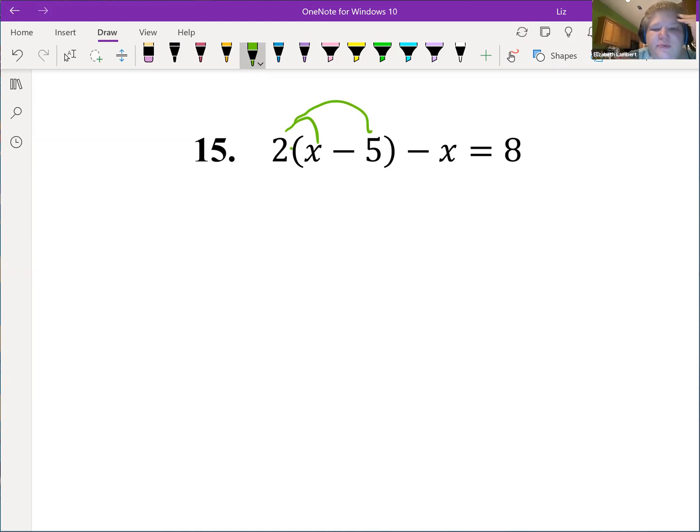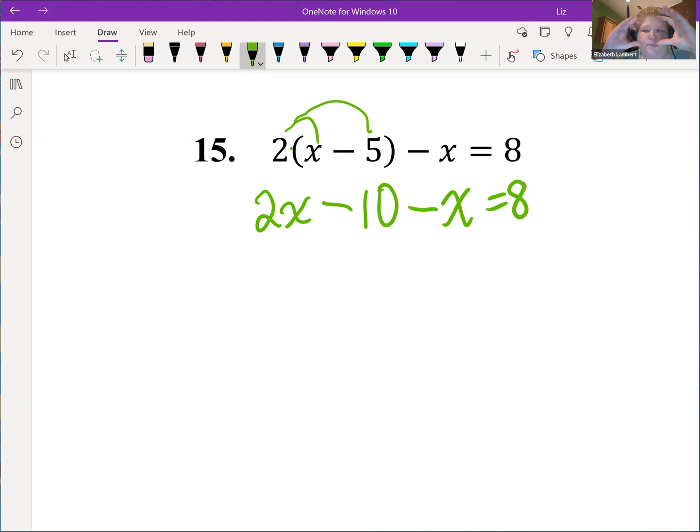So 2 times the whole thing is the same as 2 times each thing. 2 times x is 2x's. And then minus 2 times 5 is 10. And then I recopy everything else. So I just changed out the before distribution to what the after distribution would be. All right, parentheses are gone.